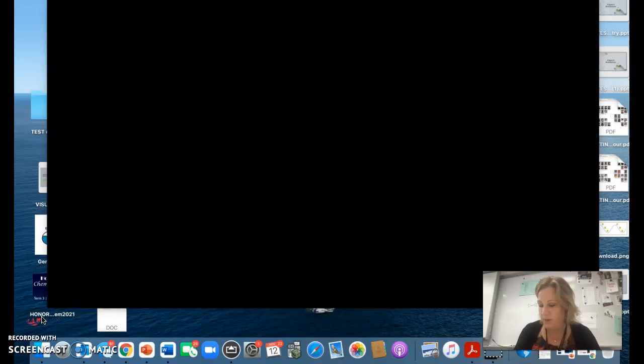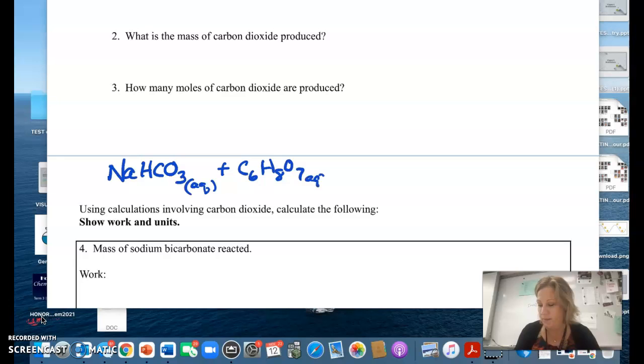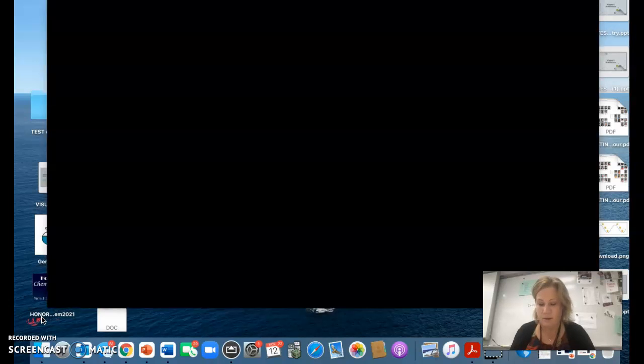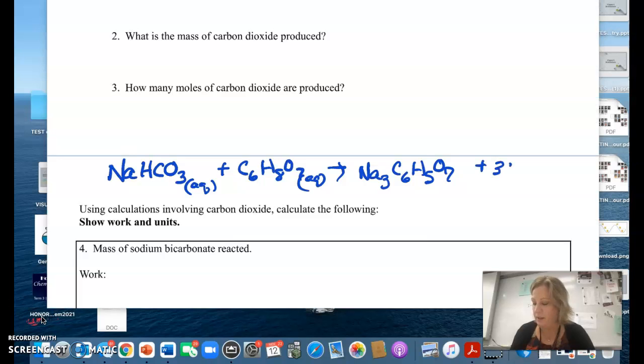Both of these are aqueous. We added water. Then we get sodium citrate, and we get carbon dioxide. That's what gives us the fizz. This is going to be aqueous, gas, and then water, liquid. Anytime we do stoichiometry, we need the balanced equation. So we're going to need a 3, I got that one, and a 3.